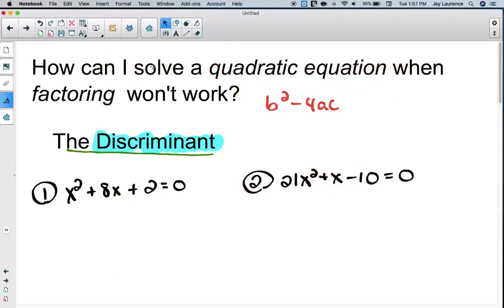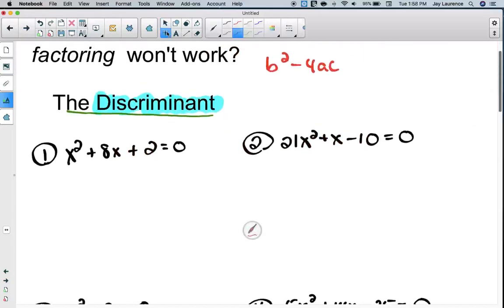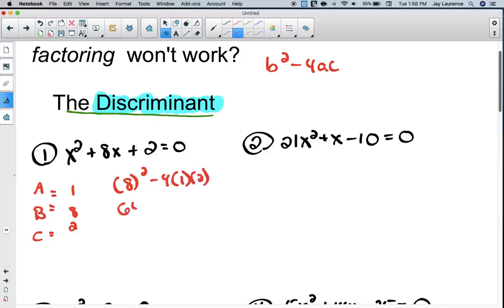All right, so let's check it out. Let's check out problem number 1 here. Well, I've got to identify A, B, and C. Easy as 1, 8, 2. Okay, so b squared is going to be 8 squared minus 4ac. And so I'm going to get 64 minus 8, which is going to be 56, okay, which is not a perfect square.